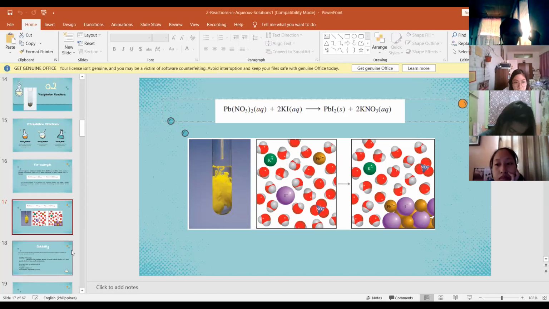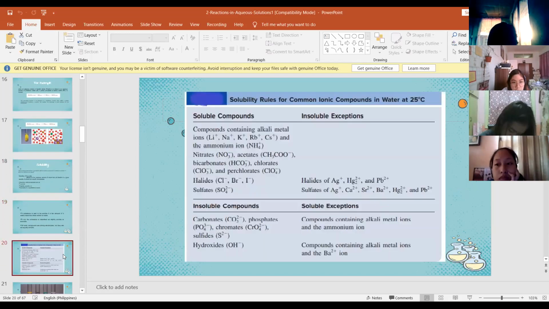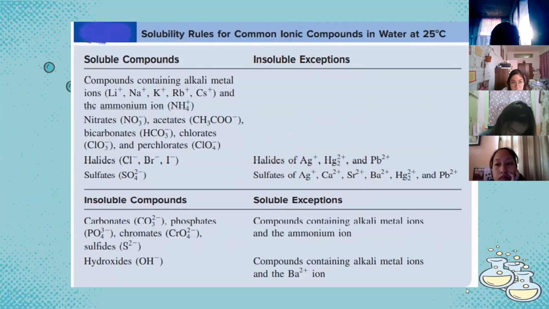Sige. Ayan, and mao ni siya katong nag-ask paano mabalaan ma'am kung mag-form siya og precipitate or dili. How can we know even if we don't research or even if we don't conduct an actual experiment, actually we still have a way to know if merong mafo-form na precipitate or wala. And that is through the solubility of our compounds in water. Kasi we can actually predict whether they are soluble, slightly soluble, or insoluble using this table. Mo ni siya ang table nato class for the solubility.